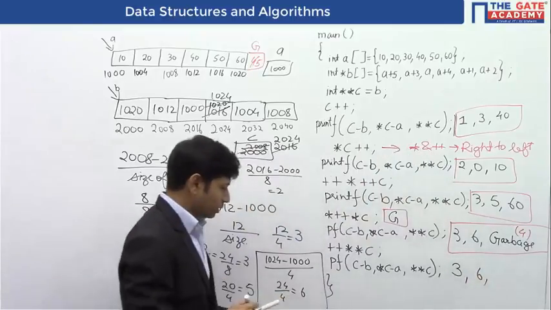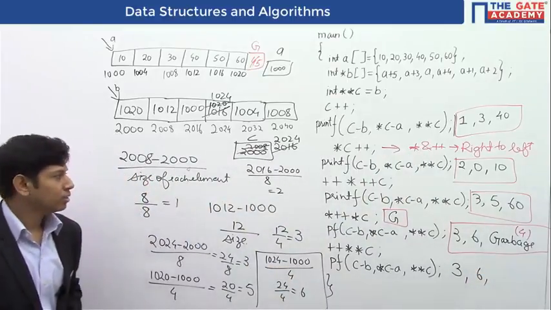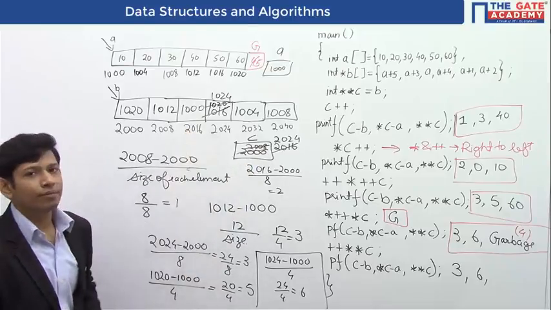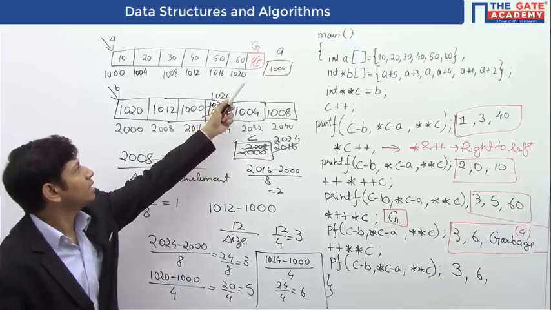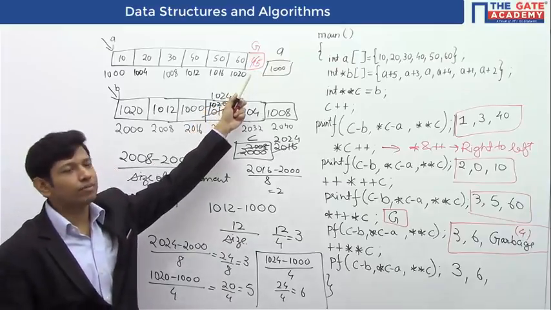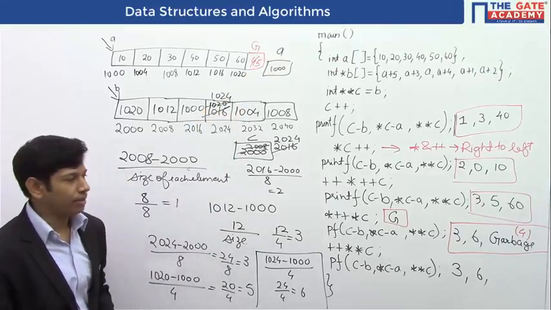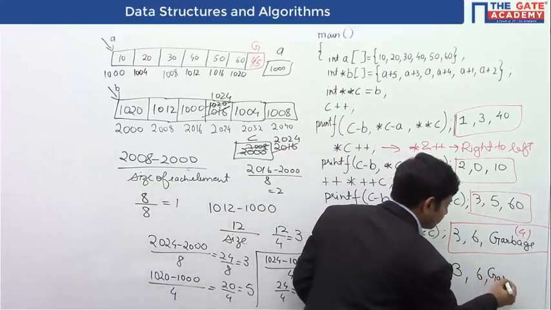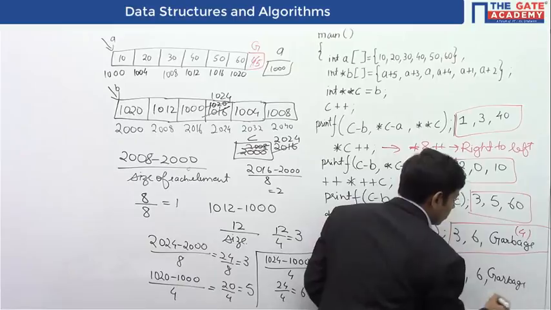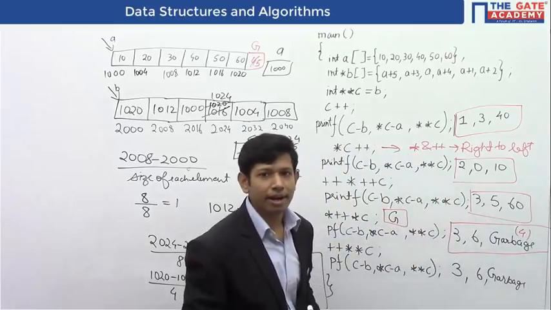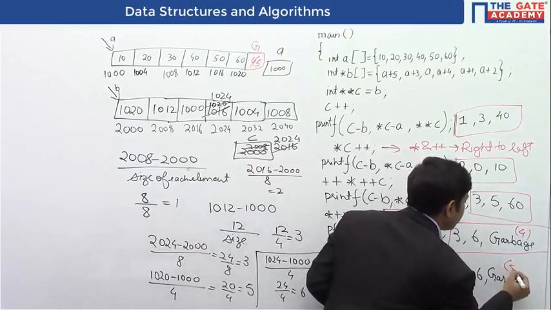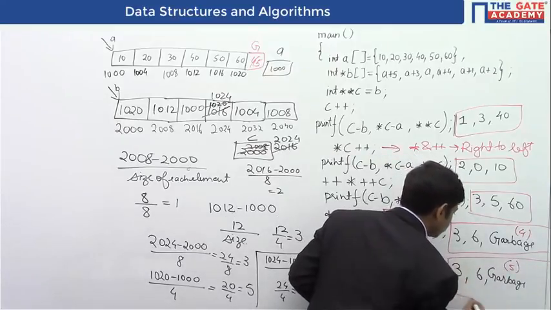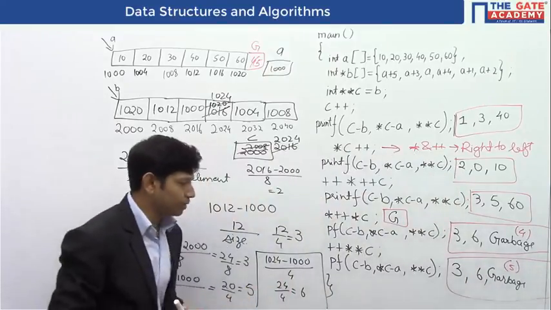And last option is star star C. So C is 2024, star C is 1024, and star star C is the value at 1024, which we have incremented by 1. So earlier it was garbage 4, it is still garbage, but now it has been incremented by 1. So now it will be 5. So this is the final output of this program.